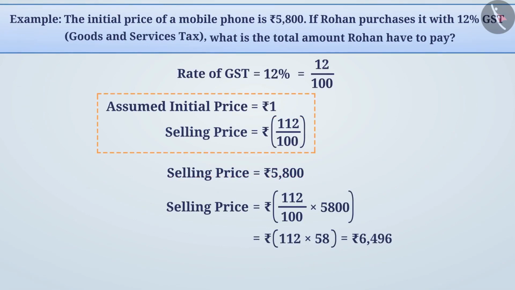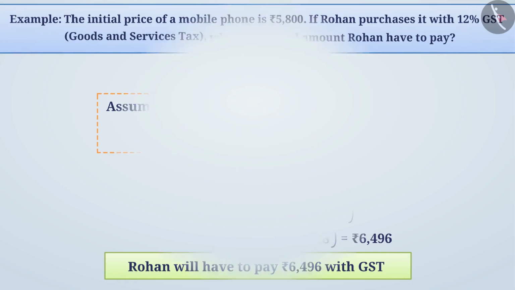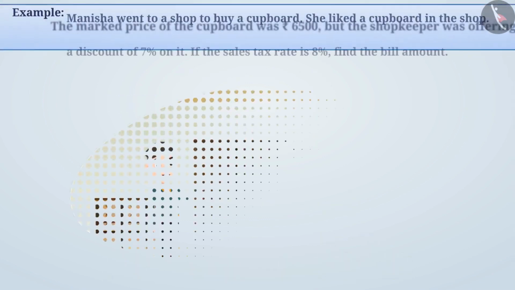After adding GST in this way, Rohan will have to pay 6,496 rupees as the total cost of the mobile phone. Next example.